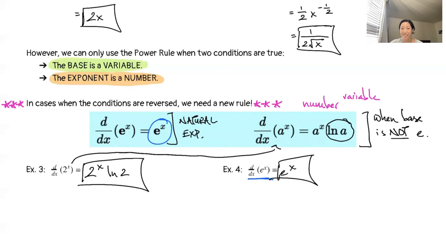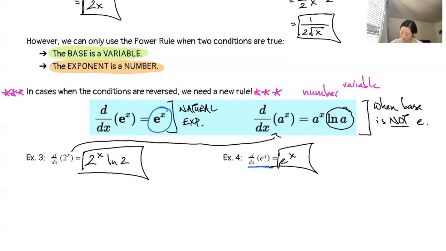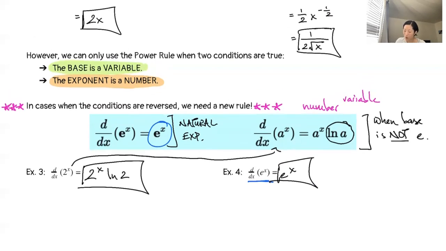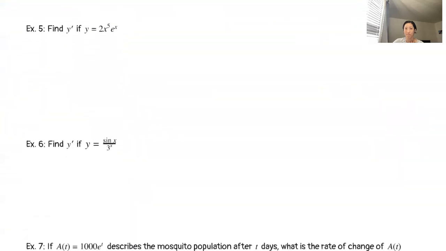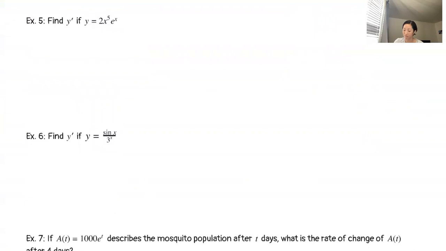There we go. All right, so the derivative of e to the x is e to the x. Now let's do a couple problems where we include these with some other types of functions. So I want to find y prime if y equals 2x to the 5th times e to the x.